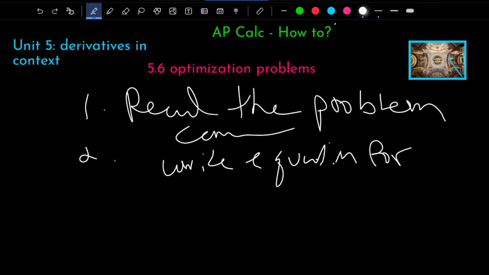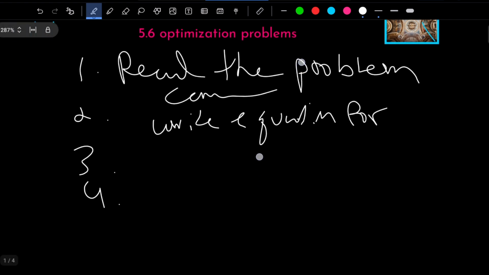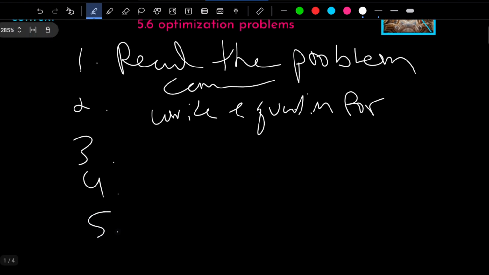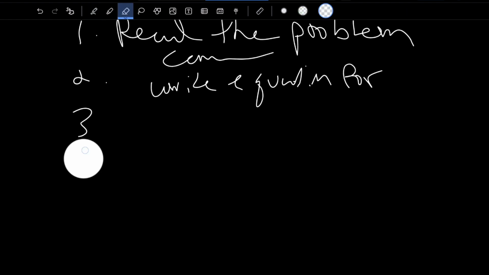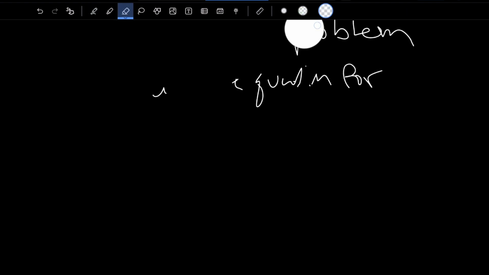Number 3, I'll just read these. Use constraints in the problem to reduce the objective function to one variable. 4. Take the derivative of the objective function. 5. Find critical points. 6. Use a sign chart. And 7. Answer in a sentence and include units. These are the most important. Units will definitely get you on the AP exam. But let's hop right into an example and see how it's done.